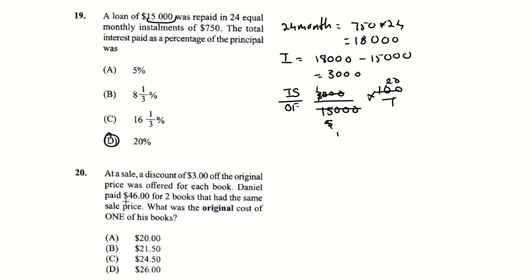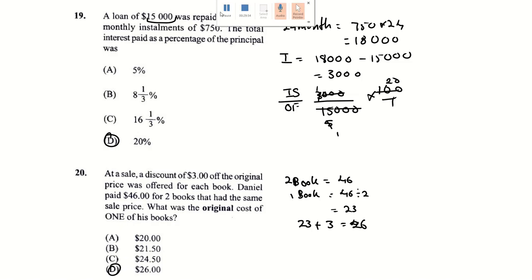So we know this is for 2 books. They said the 2 books are the same price, right? So if 2 books equals 46, then one book would be 46 divided by 2, which equals 23. Then they're asking you for the original price. This is after your discount. So before your discount would be $23 plus the 3 you are getting off, which is 26. So it's D, and that is how you do this question. Right, and that is the end of May, June 2024.